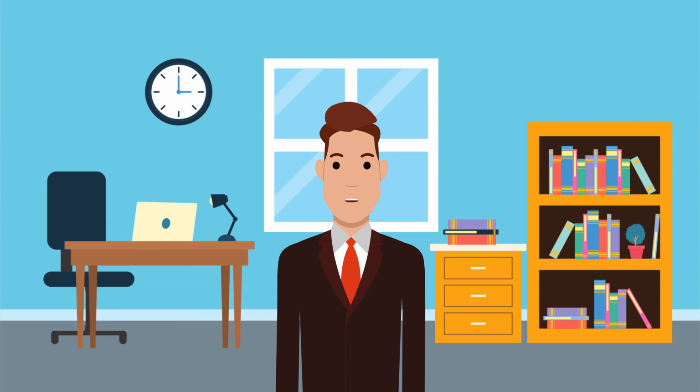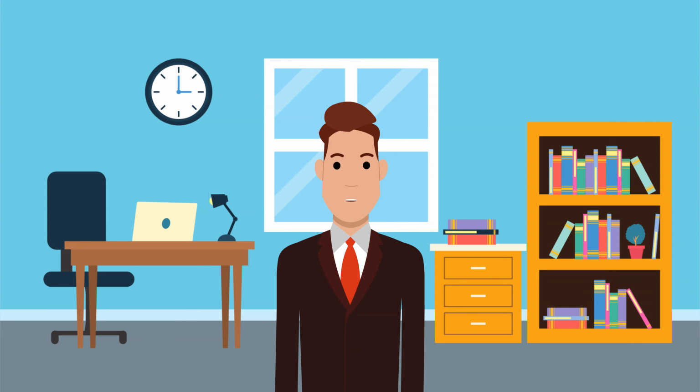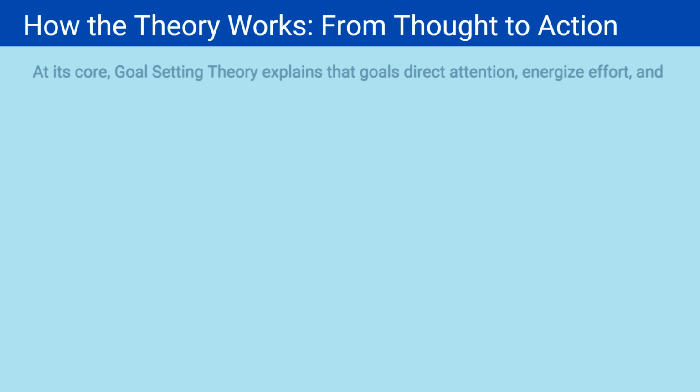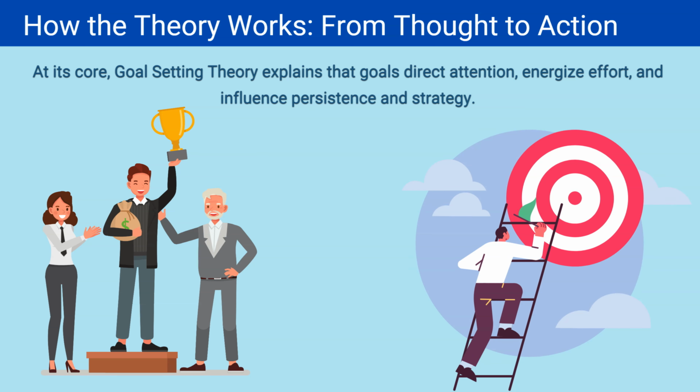But it's not just about setting any goal, it's about setting the right kind of goal in the right way and backing it up with commitment and feedback. How the theory works, from thought to action. At its core, goal-setting theory explains that goals direct attention, energize effort, and influence persistence and strategy. In other words, people don't just act randomly, they act in pursuit of something. That something gives their effort direction and purpose.